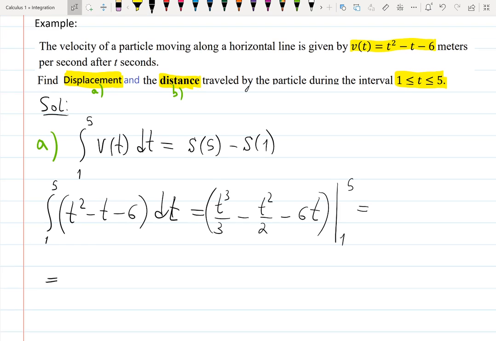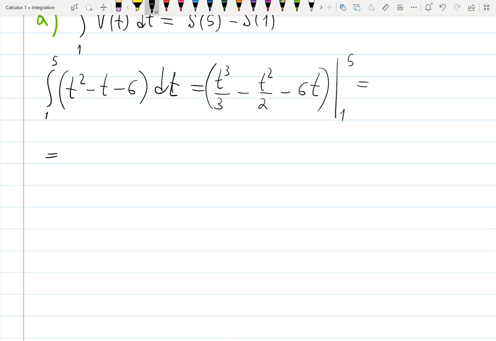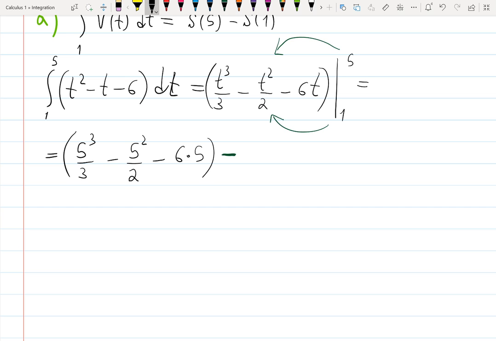Carefully plug in 5 everywhere first: 5 cubed over 3 minus 5 squared over 2 minus 6 times 5. Put parentheses, negative sign, that comes from the formula: top minus the bottom. Top minus the bottom. Put parentheses. These parentheses will be very important for you not to make mistakes. Plug 1 everywhere: 1/3 minus 1/2 minus 6.